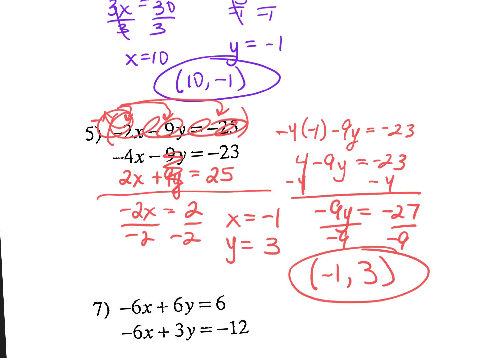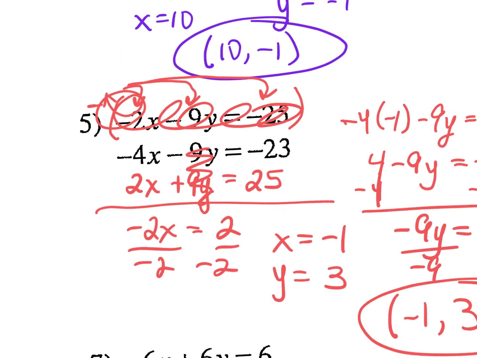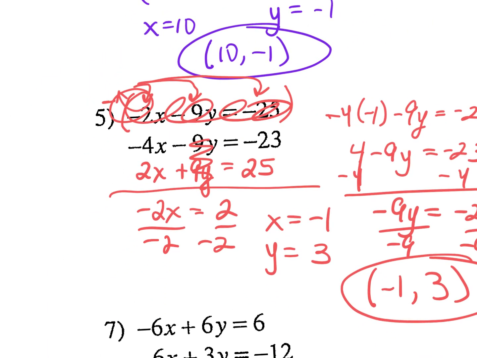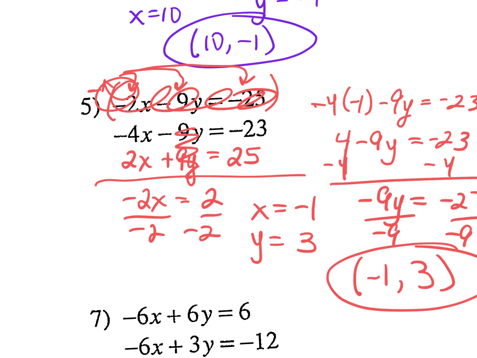And what should I do with negative 1, comma 3? Plug it back into the original. So I have negative 1 for an x value. What's negative 2 times negative 1? 2, right? Minus 9 times 3. What's 2 minus 27? Negative 25. Plug it into the bottom one. Negative 4 times negative 1 is 4. Minus 9 times 3. What's 4 minus 27? Negative 23. So we're good.